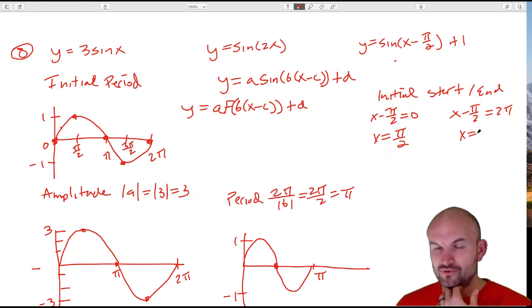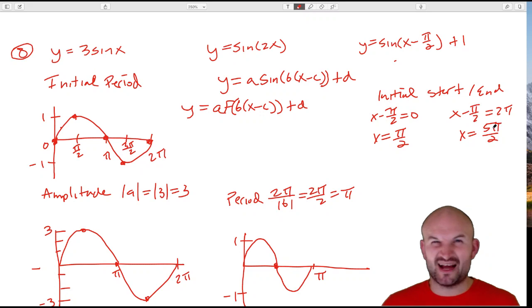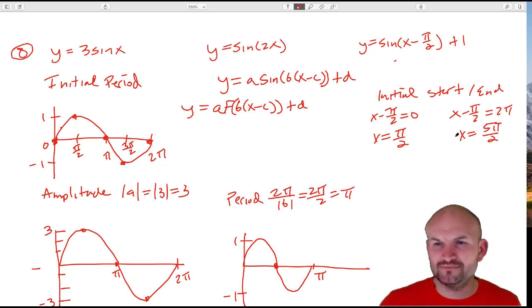And therefore x equals, now again, we could write that as 5 pi halves, right? Because 2 pi is 4 pi over 2. And therefore you add 1 more pi, that'd be 5 pi halves.